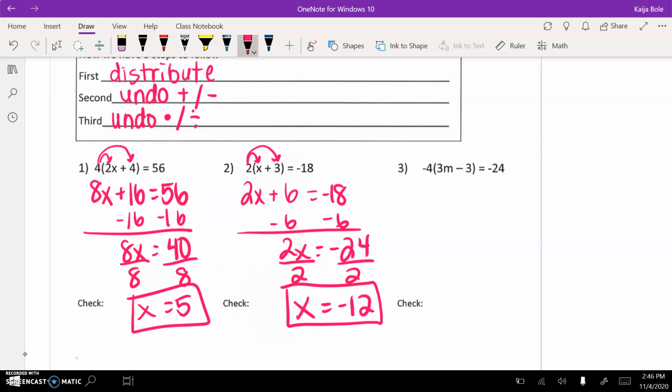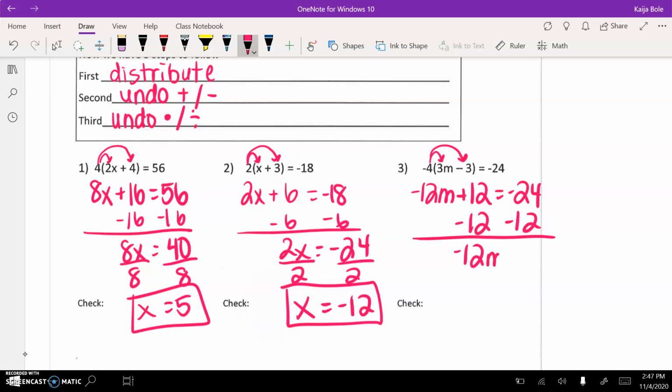And number 3, now here I've got a negative 4 to distribute. So don't forget that part. So negative 4 times 3 would be negative 12m. Negative 4 times negative 3 would be positive 12 equals negative 24. I subtract 12 on both sides. So I get negative 12m equals negative 36. Divide by negative 12 on both sides, and I get m equals 3.